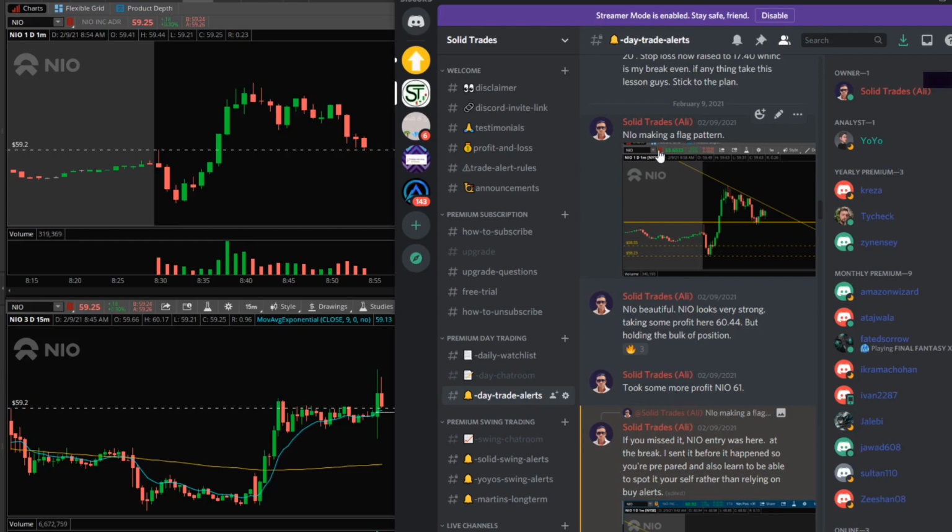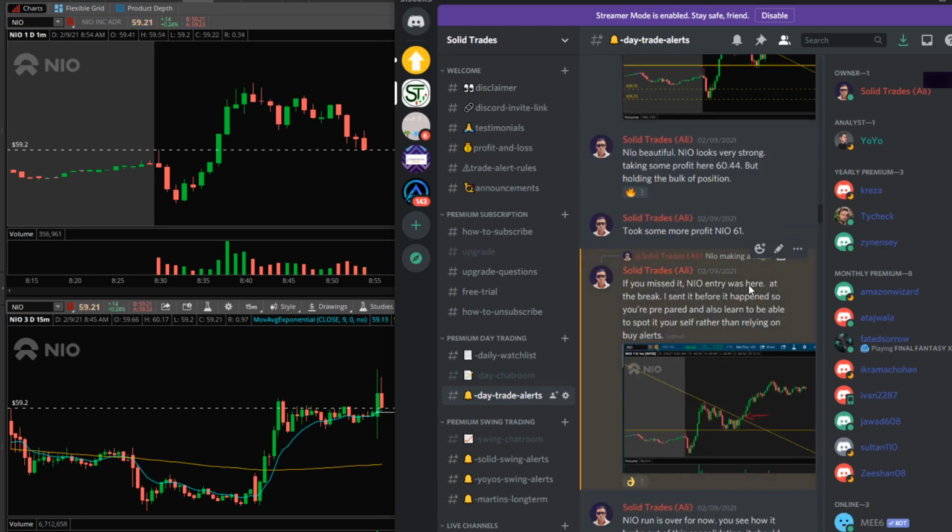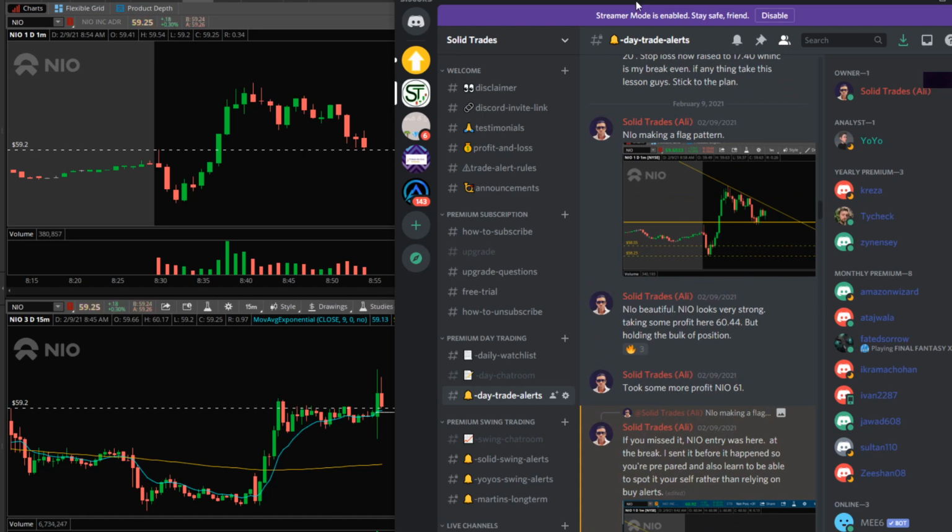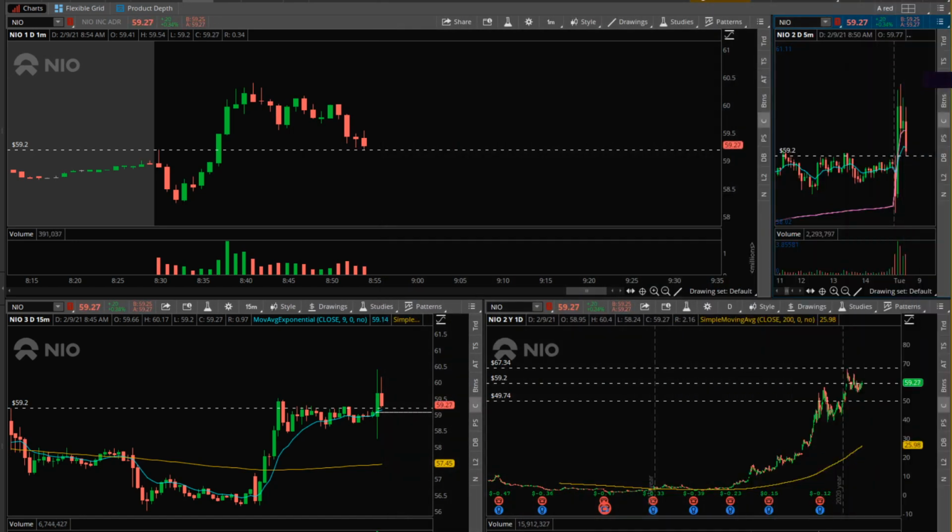I sent you guys a flag pattern and said that NIO was making a flag pattern, right? So I want to show you how to actually trade it, because we took it and then the stock went up crazy right after I alerted this. So I'm going to show you a real-time example. This is just using an on-demand feature. Basically, I can go back in time and trade again. So I'm going to show you exactly what actually happened here.